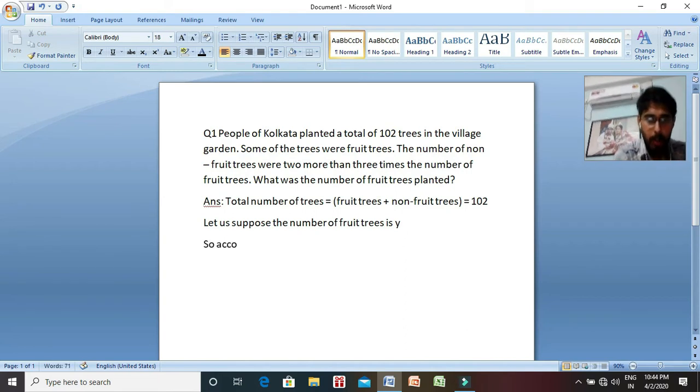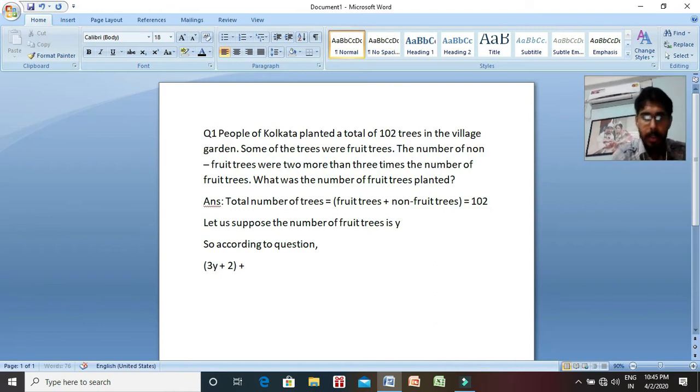So according to the question, the number of non-fruit trees were 2 more than 3 times the number of fruit trees. If the number of fruit trees is y, then 3 times the number of fruit trees will be 3y. That is the first thing. And 2 more than 3 times the fruit trees means 3y plus 2. So this should be the total number of non-fruit trees according to the question.